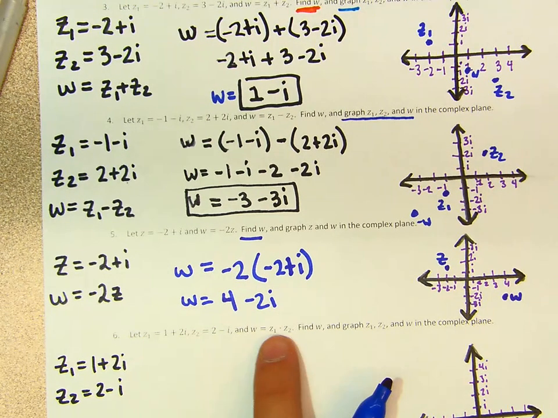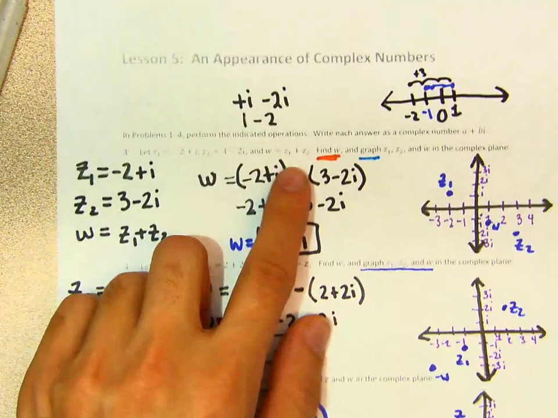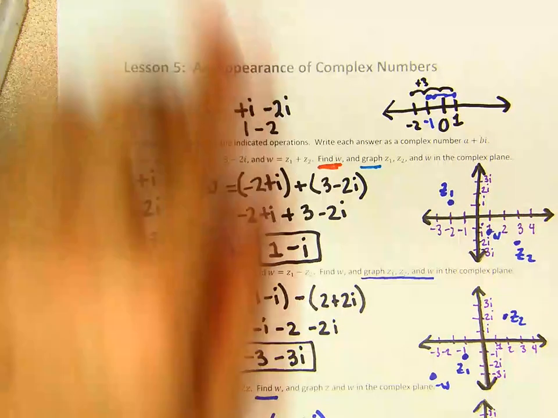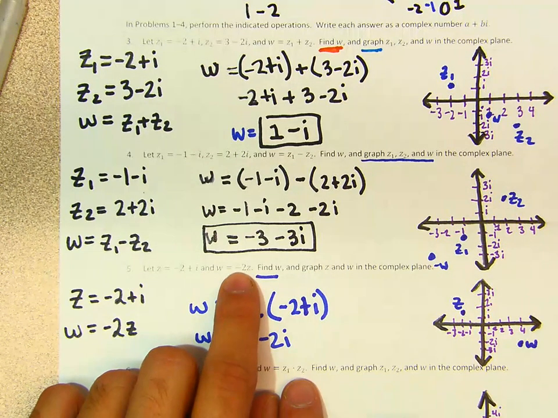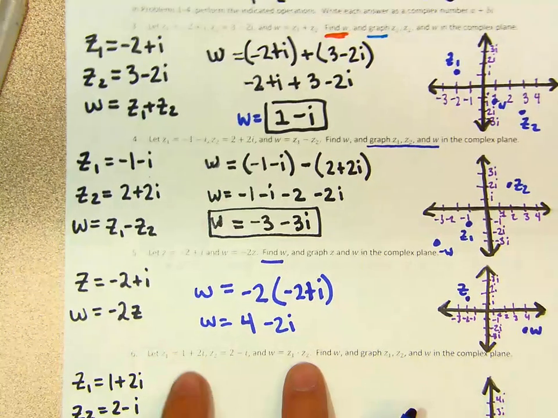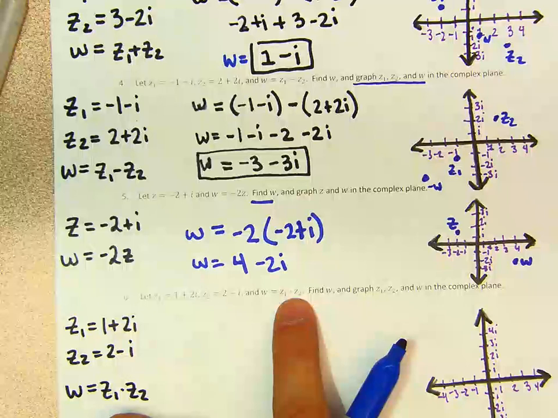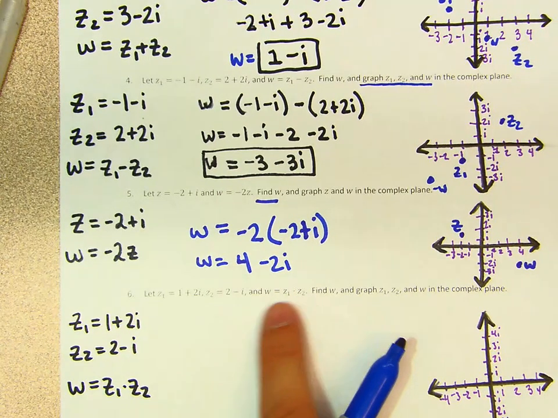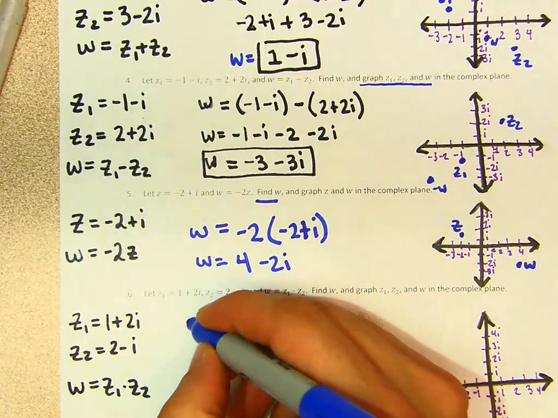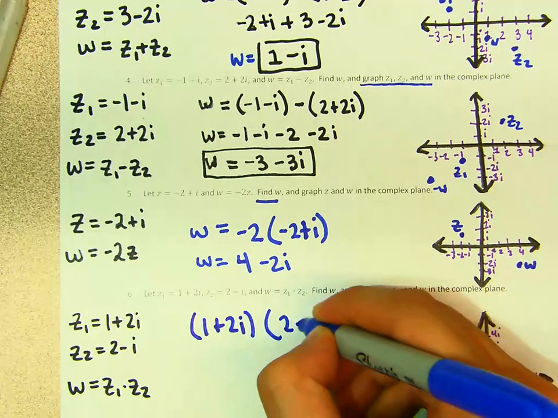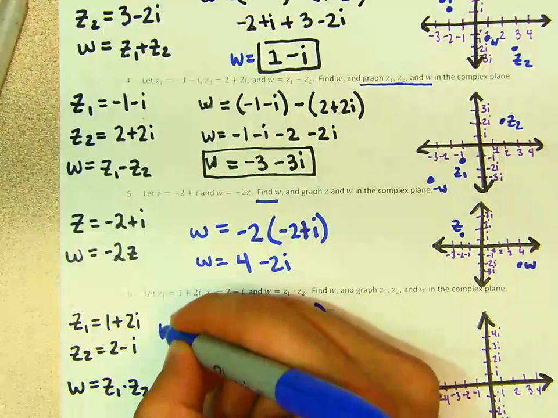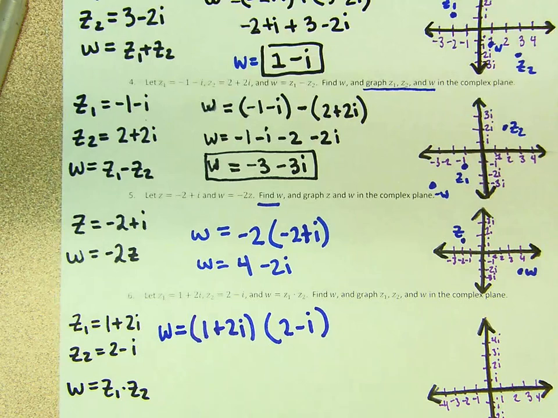Here, in this w, it's saying, look, in the first problem, it says we add them. In the second problem, it says subtract them. In the third one, we're just multiplying a negative 2 to the z. This one is saying do what? It's saying multiply them. You're taking z sub 1 and z sub 2 and you're multiplying them. So here, it would be 1 plus 2i times 2 minus i. Okay? Now here, you're going to have to FOIL it.